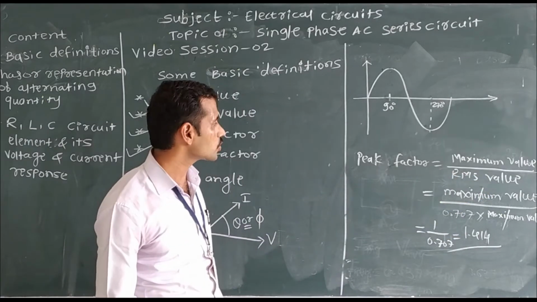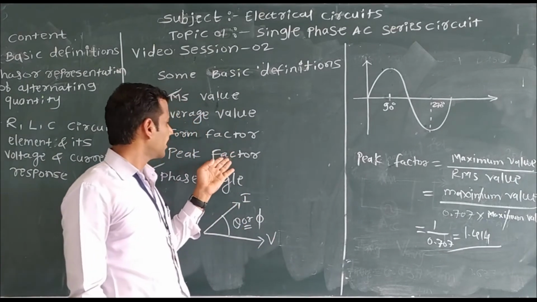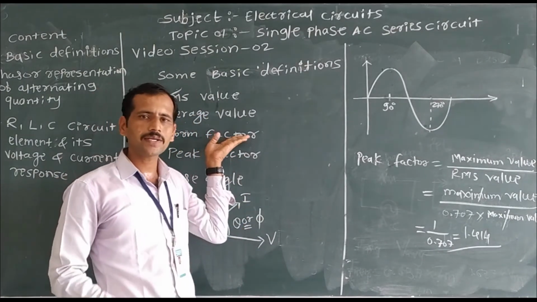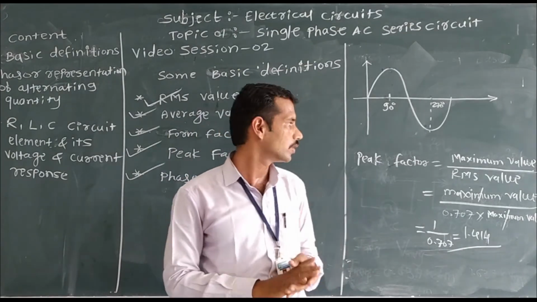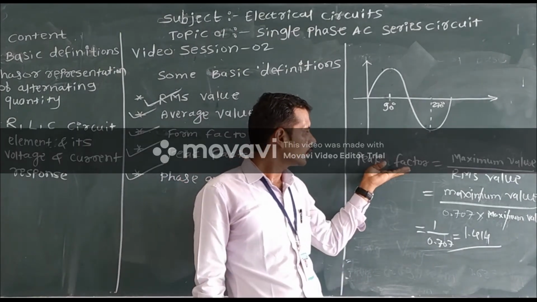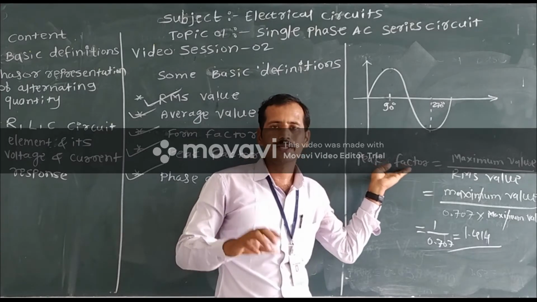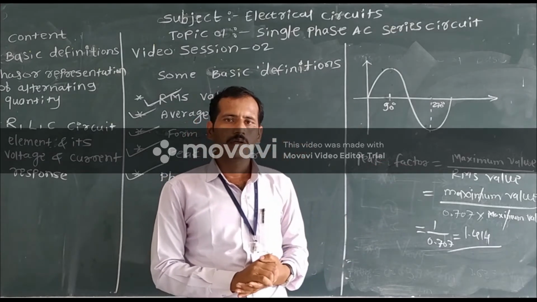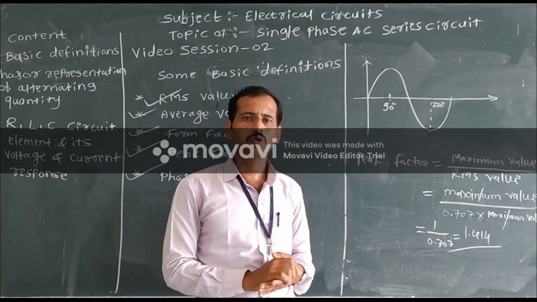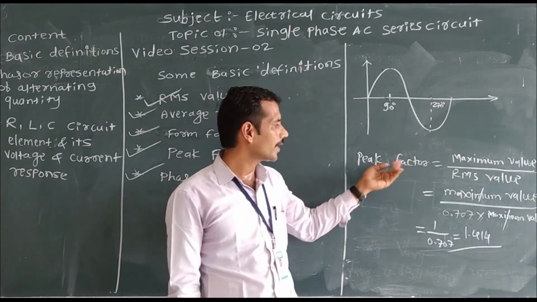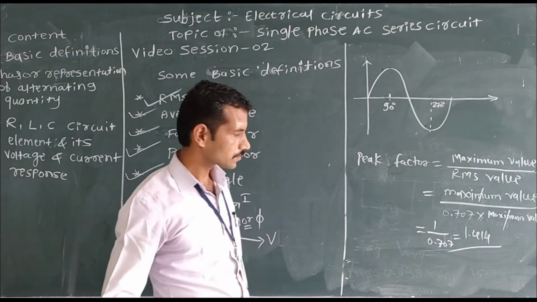So what is the importance of form factor and peak factor? With form factor, we can convert RMS value into average value and average value into RMS value. And with peak factor, we are deciding the peak value, that is the insulation level. In cable selection, the insulation level will be decided based on the maximum value. In that condition we are considering the peak factor.